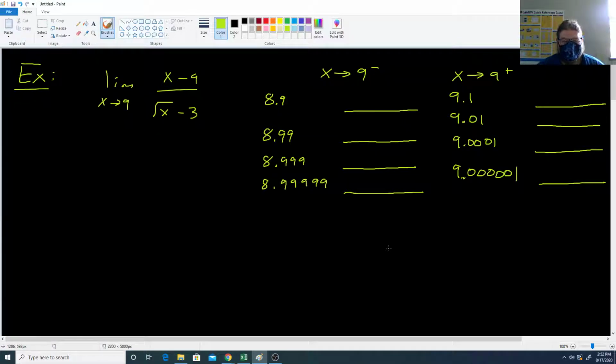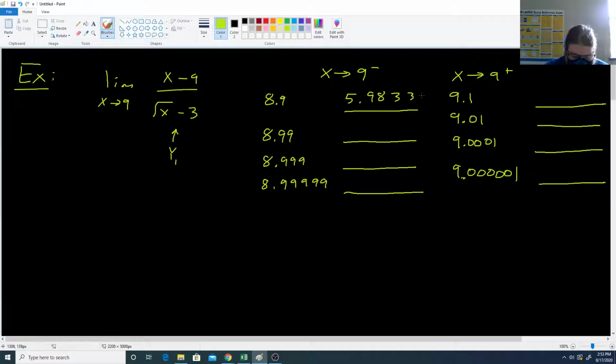So let's try this. I'm just going to type this function in for y1 in my calculator. So parentheses, x minus 9, close parentheses, divide by, open parentheses, square root of x minus 3, close parentheses. Now I'm going to go to the table, and I'm going to type in the x values I want.